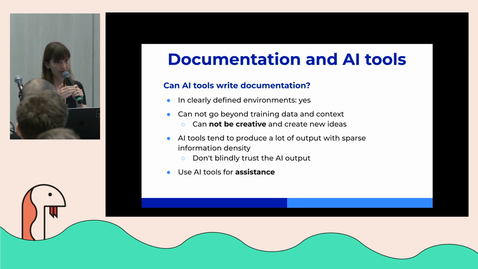And then AI tools also tend to produce a lot of output with sparse information density. So they often produce a lot of blah, blah with not much content. And so you really need to double check, okay, is the content really clear and concise? Is it really clearly communicated, or does it maybe confuse people? And so you always need to double check.